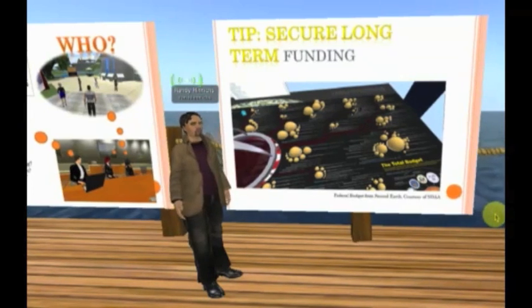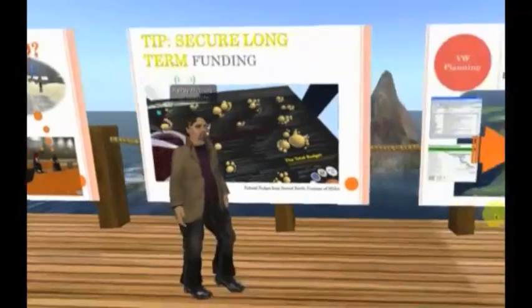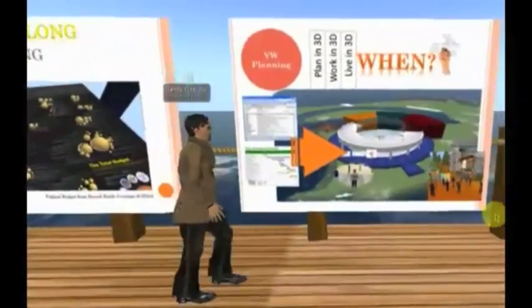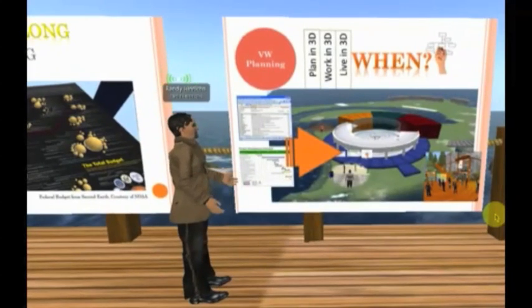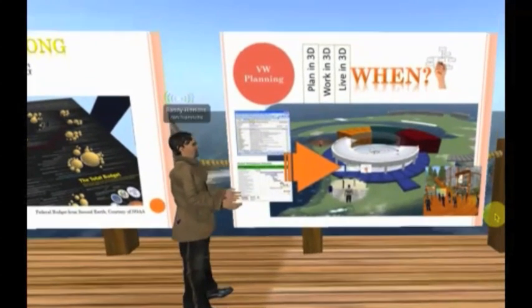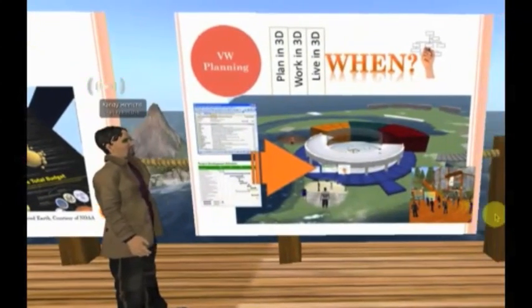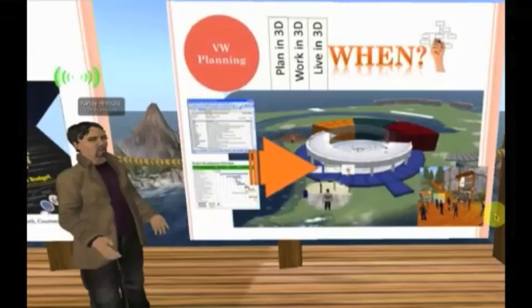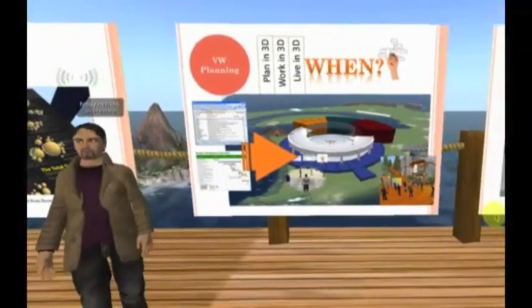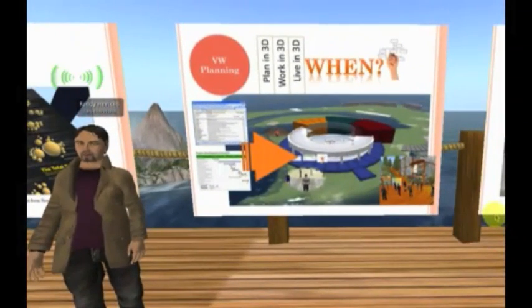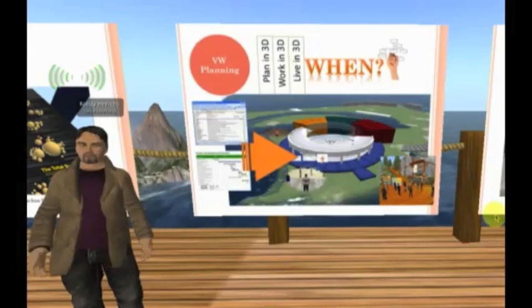This chart here is from Second Earth. You might recognize it. It's the federal budget. It shows you where some of those dollars might be. There's a lot of money in the government right now for building different kinds of learning experiences in the National Science Foundation, the National Institutes of Health, the Department of Defense, this sort of thing. So make sure that when you're thinking in 3D, you secure long-term funding.